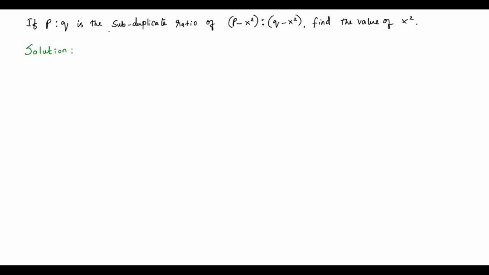Here we have a problem on ratio, that is, if P is to Q is the subduplicate ratio of P minus x square is to Q minus x square, find the value of x square. Some students will get confused here in this statement, subduplicate ratio of. So we know if there is a term subduplicate ratio, we have to take square root for both the first term and second term of the ratio.